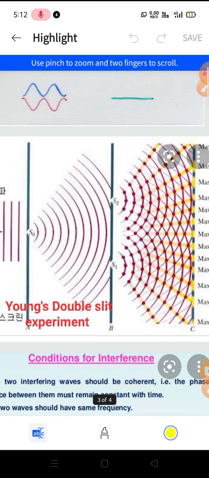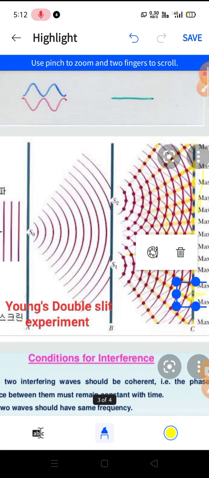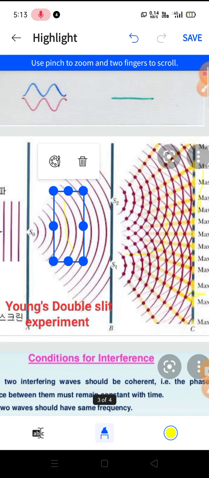If you see this pattern, we have maximum and minimum here. The maximum indicates the maximum intensity of light, and in between two maxima we have a minimum, which indicates destructive interference. Remember one thing: whenever there is maximum interference of light, it represents a bright condition, and whenever there is minimum intensity of light, it represents a dark condition, destructive interference. In this way, consecutive dark and bright bands are formed.